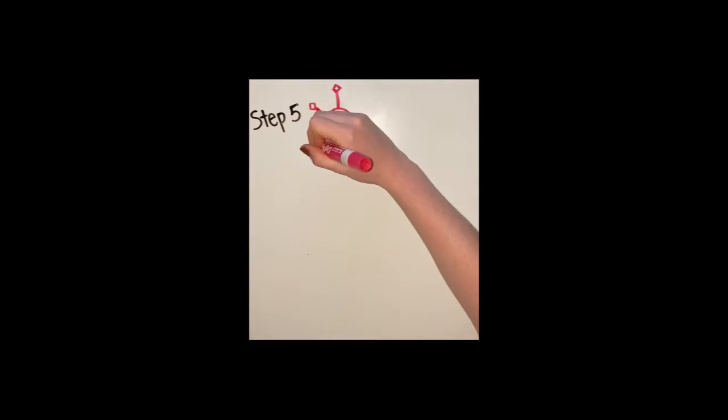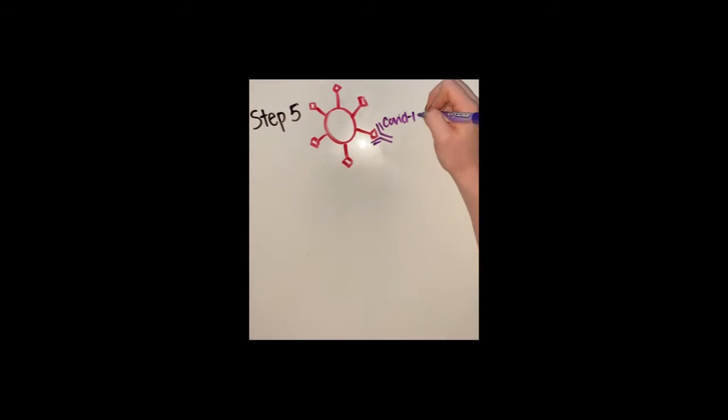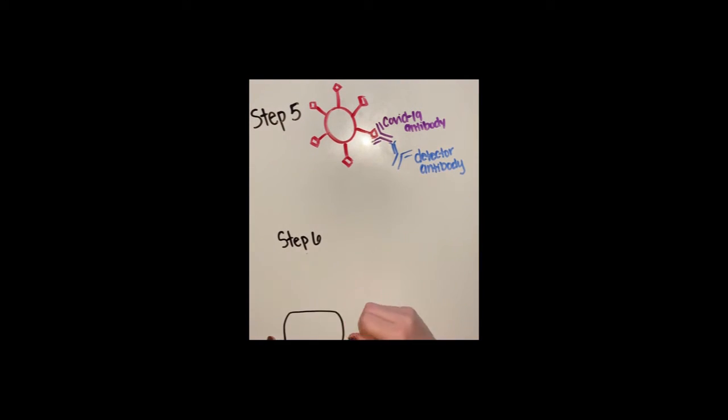Step 5. If the COVID-19 antibodies are present, they will bind to the antigens and block them, and will then cause the detector antibody to bind to the COVID-19 antibody. In step 6, this will cause a reaction and turn blue.